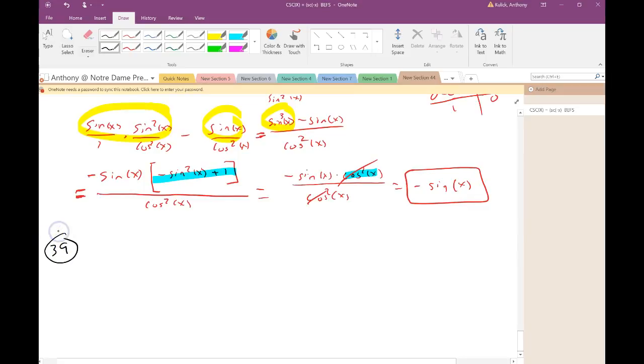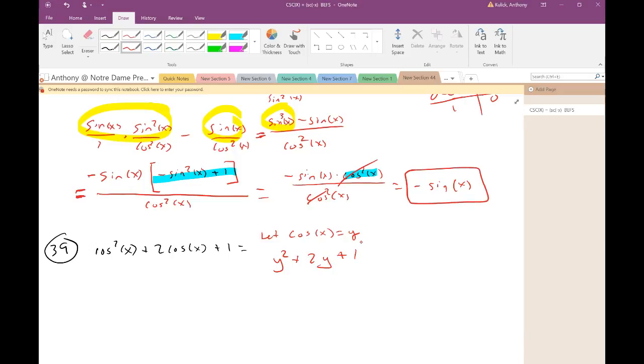All right, next up is 39. And now we're getting into these factoring ones. So the way I like to think about this is just with a substitution. So I'm going to pretend these cosine x's are really just kind of y's. So this thing then becomes y squared plus 2y plus 1. And I go, piece of cake, I can factor that.